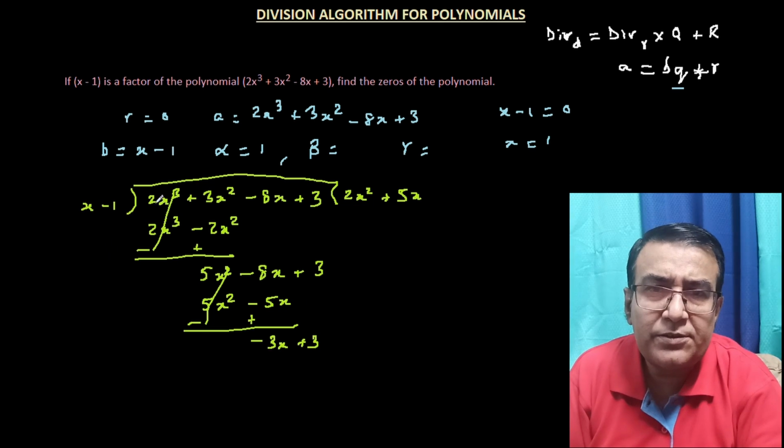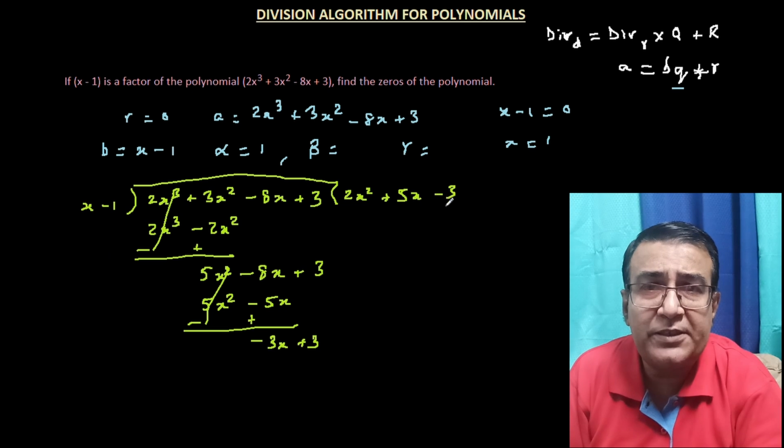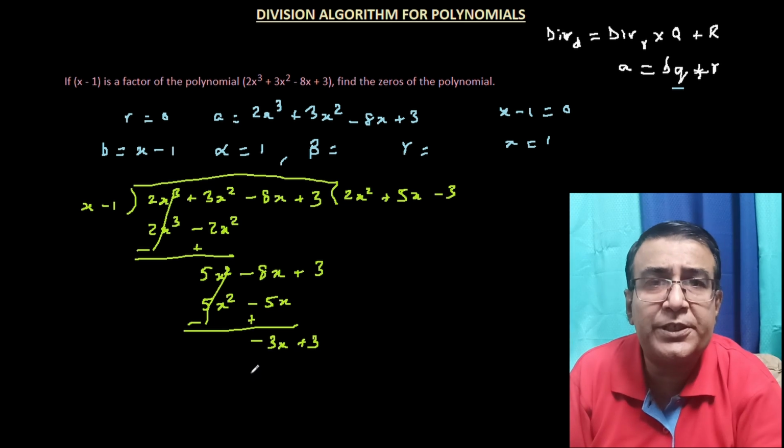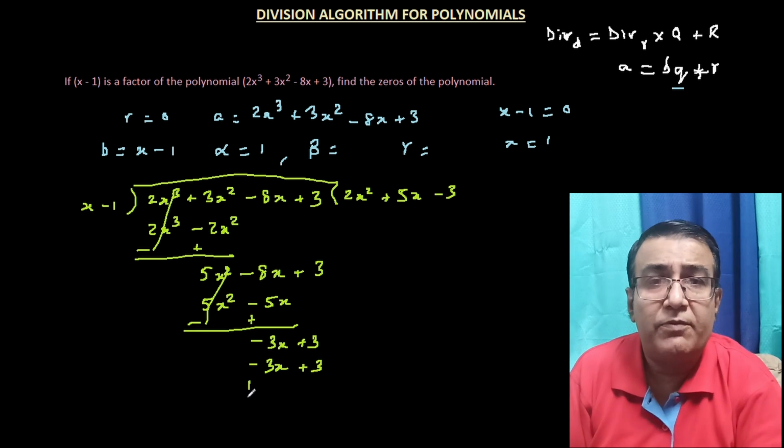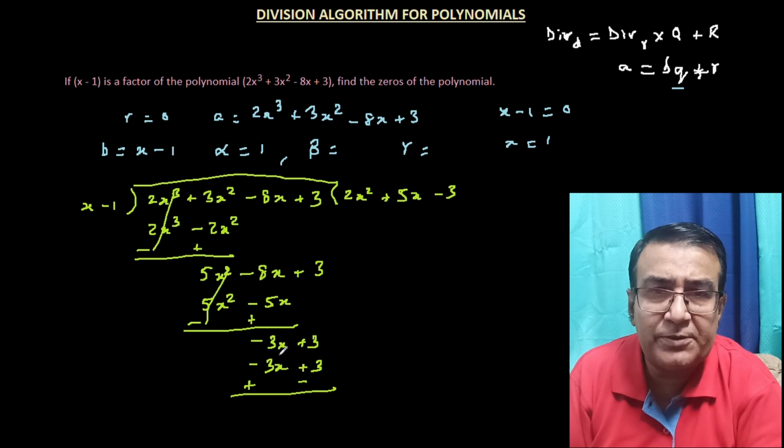Then obviously minus 3x divided by x gives us minus 3. Minus 3 goes into the quotient. Multiplying the quotient by the divisor again, minus 3 times x gives us minus 3x, and minus 3 times minus 1 gives us plus 3. We subtract it, this becomes positive, this becomes negative. Both of them get cancelled out, and we are left with the remainder of 0.